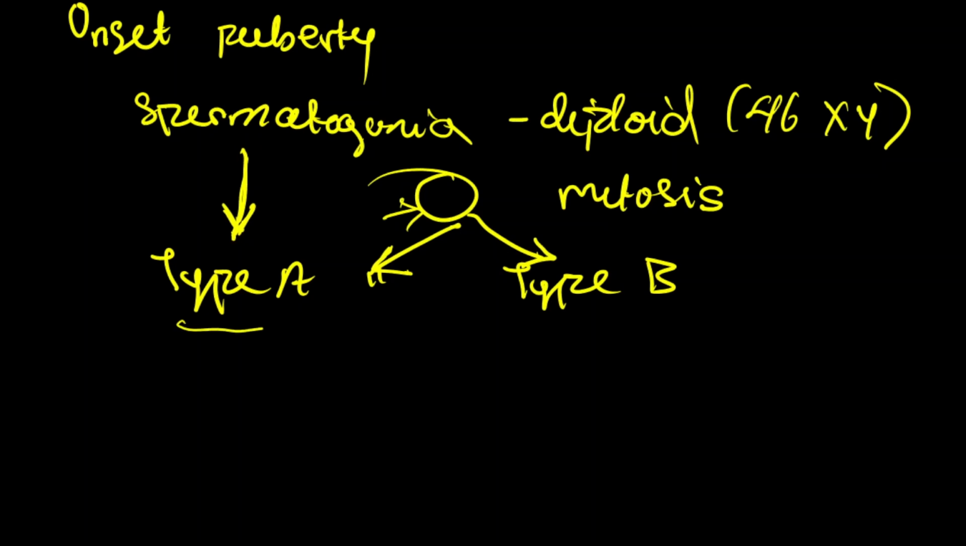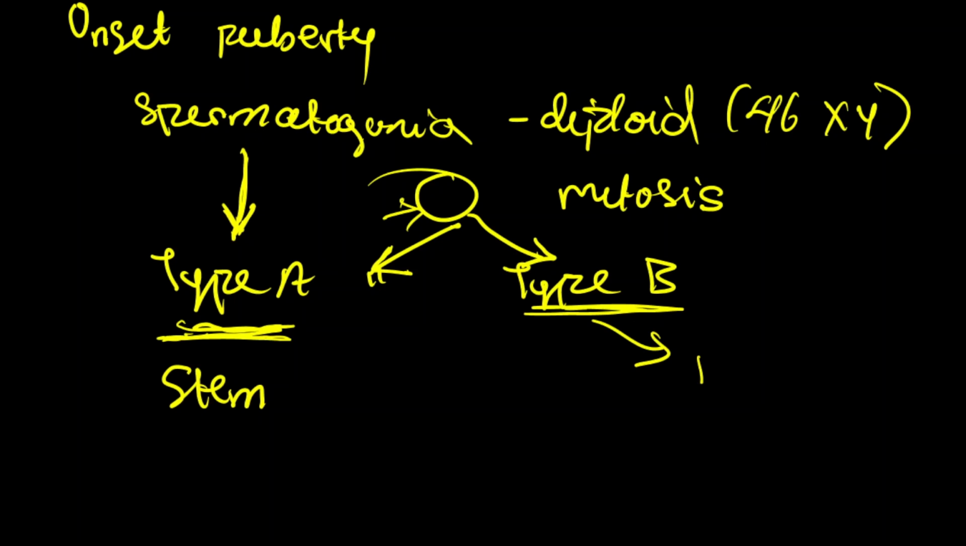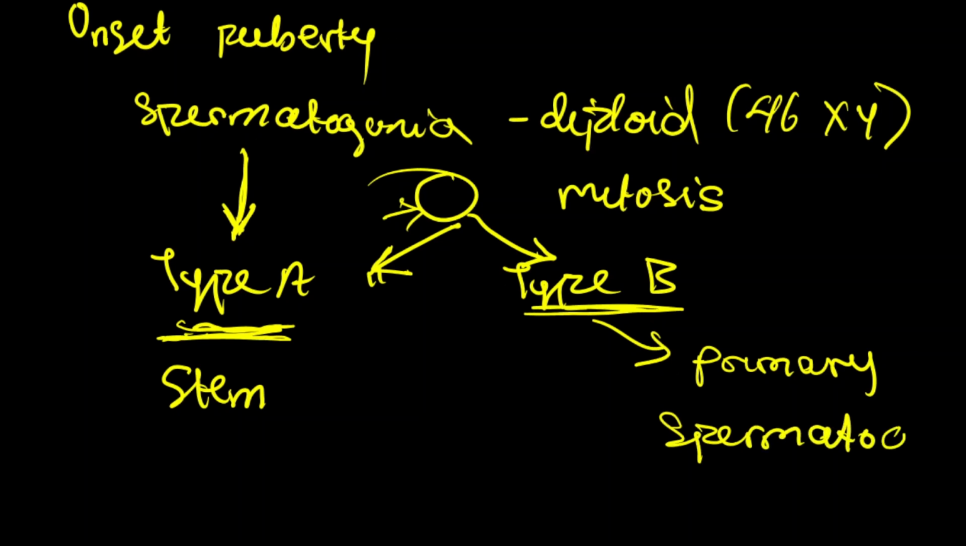Now, the type A spermatogonia would not differentiate further. This type A spermatogonia would remain stem cells. Remember that these spermatogonia are still undifferentiated cells. So the type A spermatogonia would remain as stem cells, they would remain as spermatogonia, while the type B spermatogonia would go on to form the primary spermatocytes. So they would differentiate further into the primary spermatocytes.